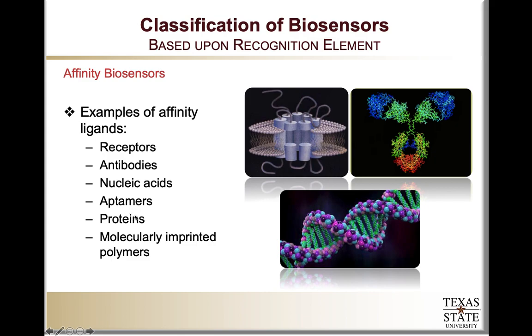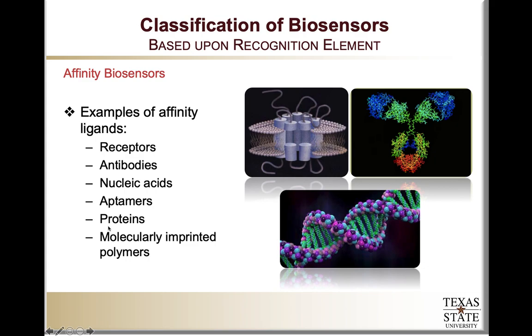These aptamers are developed through a process known as SELEX, which is also known as systematic evolution of ligands by exponential enrichment, in which basically they are picked out of a large pool of random oligonucleotides because of their ability to have some affinity toward the target molecule.